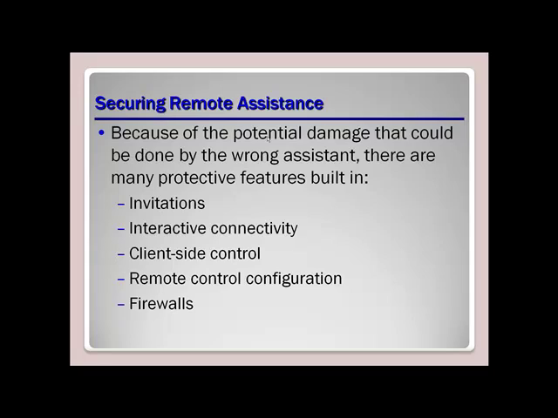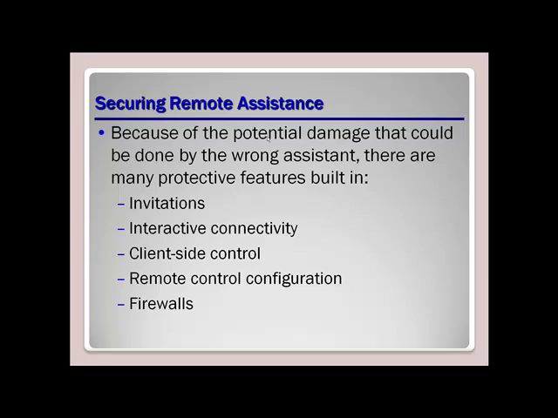Another thing I should point out is that because of the potential damage that could be done by using the wrong assistant, there are some protective features that are built into remote assistance. We talked about invitations, the fact that no person can connect to another person using remote assistance unless you've received that invitation. Also, there's interactive connectivity. When an expert accepts an invitation from the client and attempts to connect to the computer, the user must be present in the client console in order to grant access.